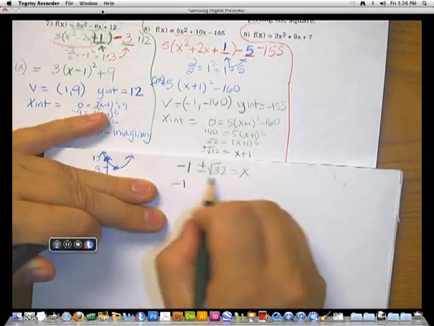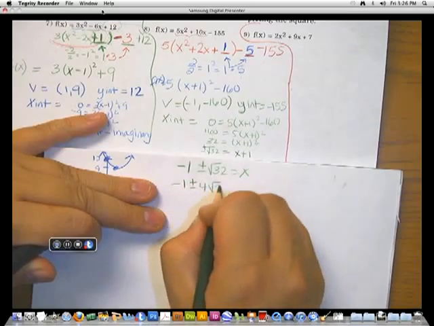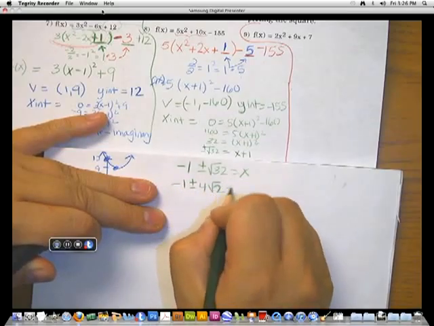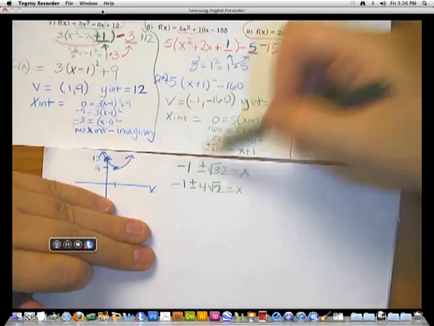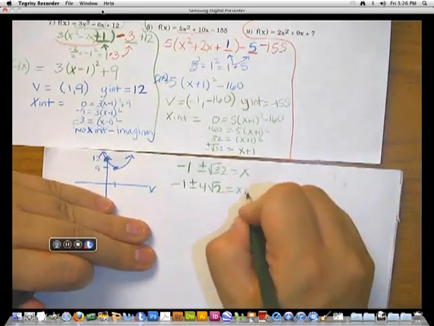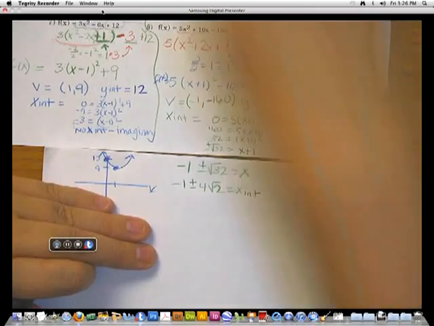I need to do some simplification here. The square root of 32 is actually going to simplify to 4 root 2. And this is fine for our algebraic work. The x-intercepts are negative 1 plus or minus 4 root 2. The problem will come when I have to graph it.